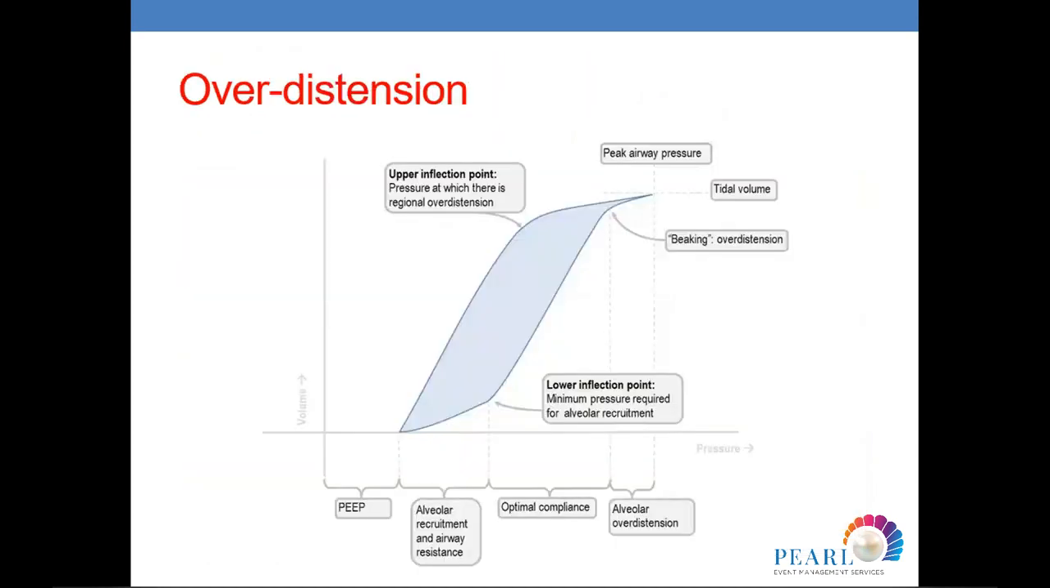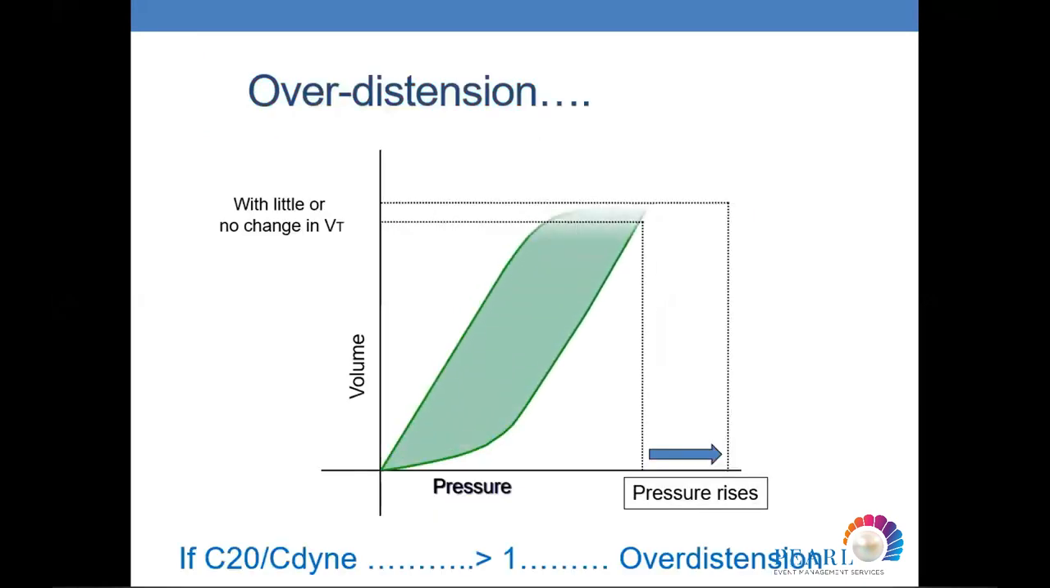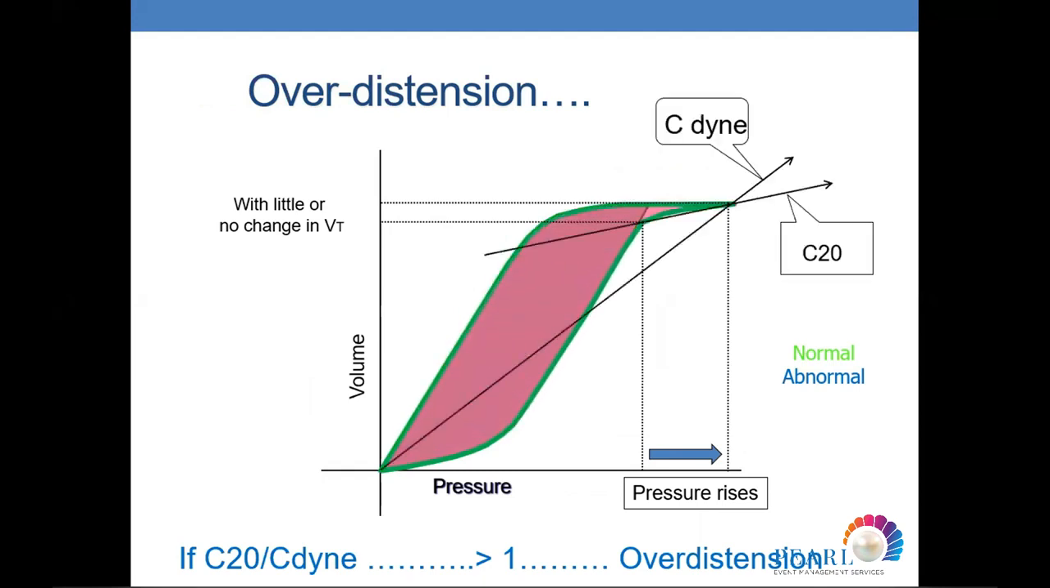I'll skip that. Also, in case of overdistension, I can see it in the pressure volume loop, there will be peaking. There is a parameter called the compliance C20 over C dynamic. If it is more than 1, this means that there is overdistension.